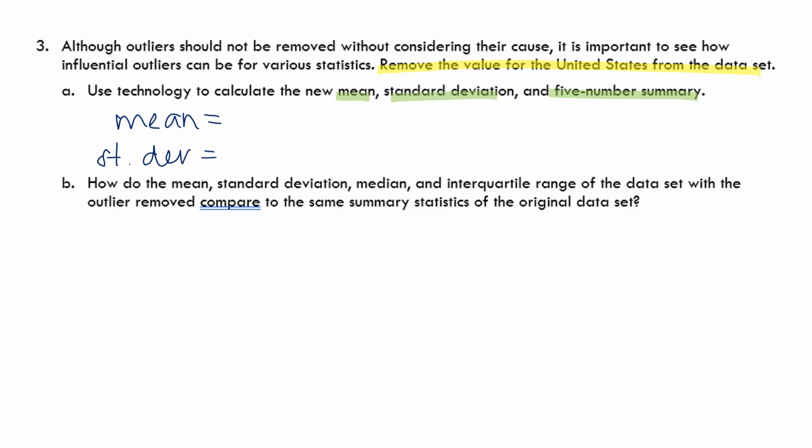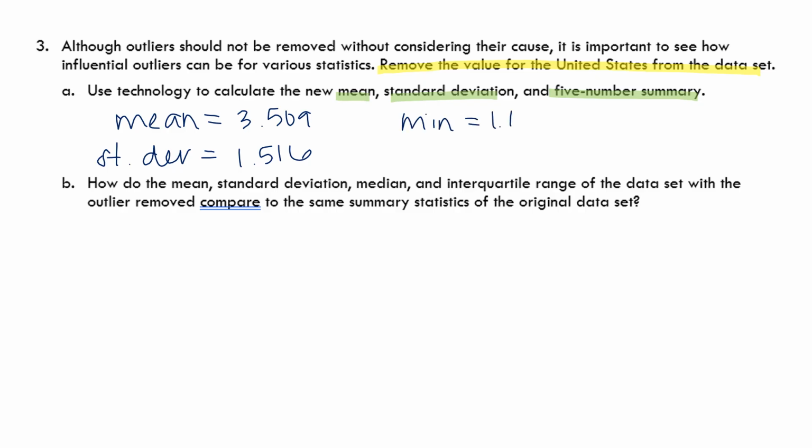All right, the new mean I got was 3.509 when I removed the outlier. The standard deviation I got was 1.516. My minimum stayed the same, so my minimum is still 1.1.